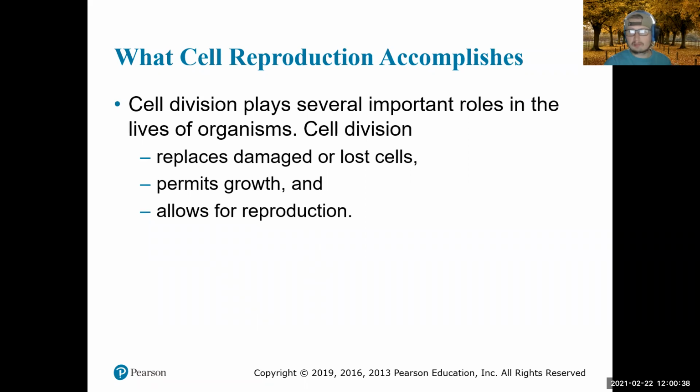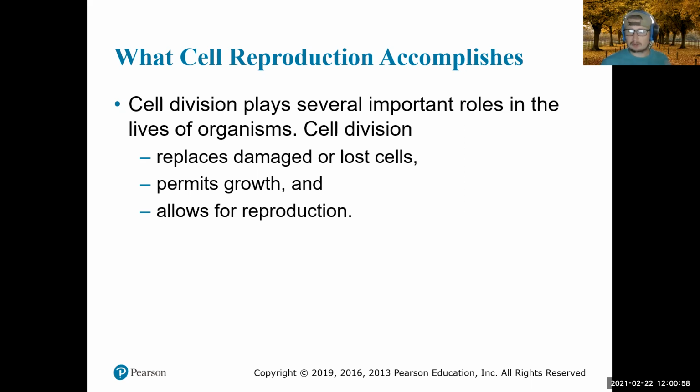What cellular reproduction is really important for is that it can replace damaged or lost cells. So, for example, our skin has dead cells that we're constantly shedding every day, and those are being replaced by new cells through the process of mitosis, through that cellular division process.